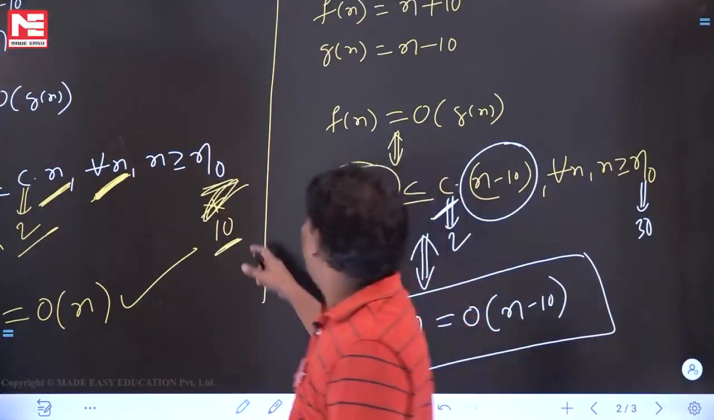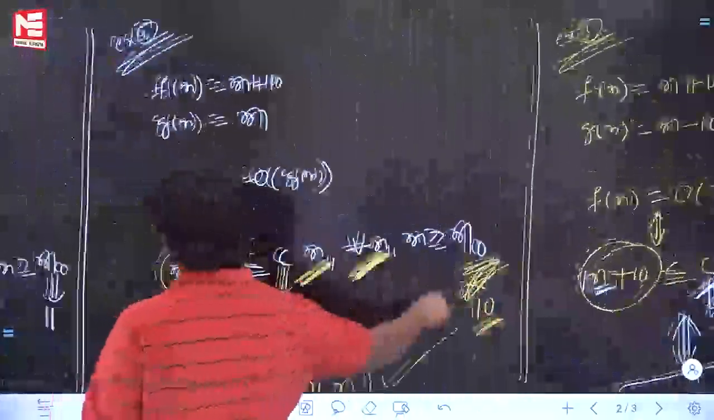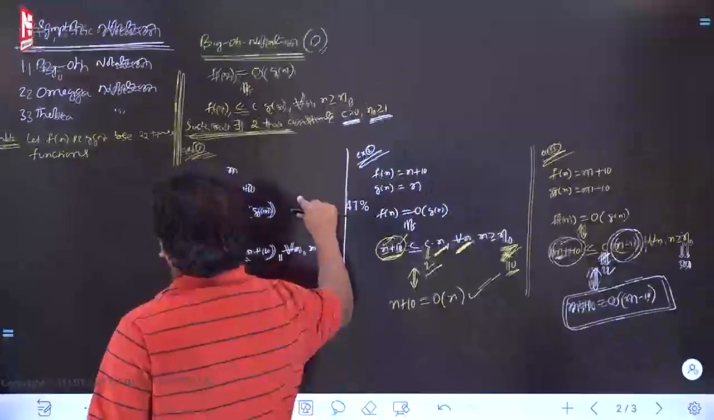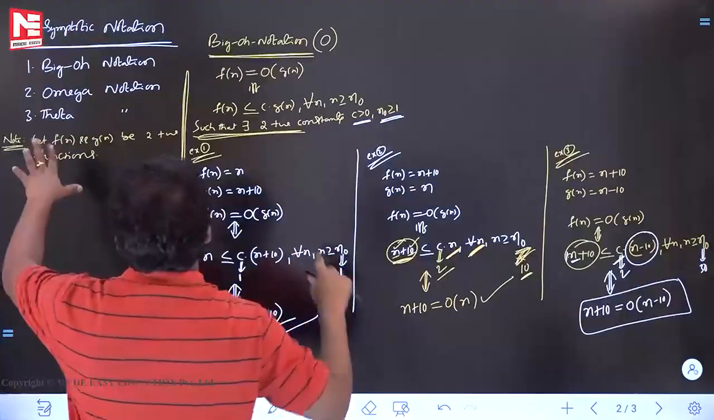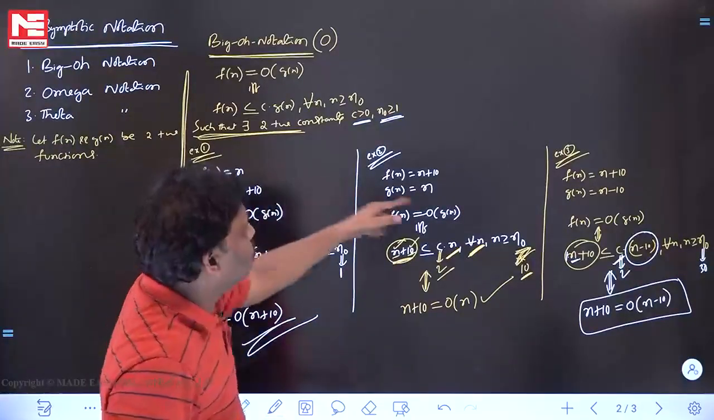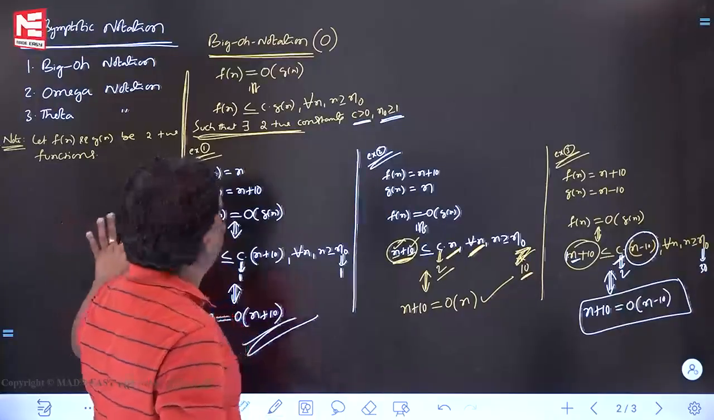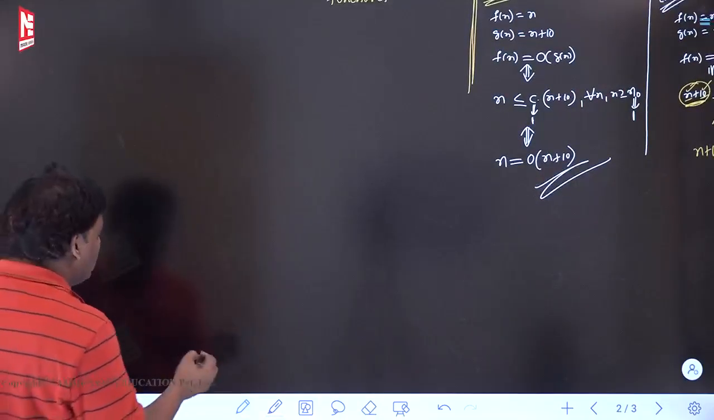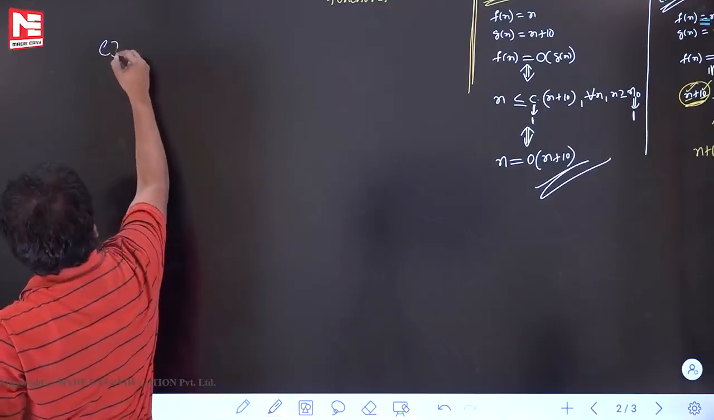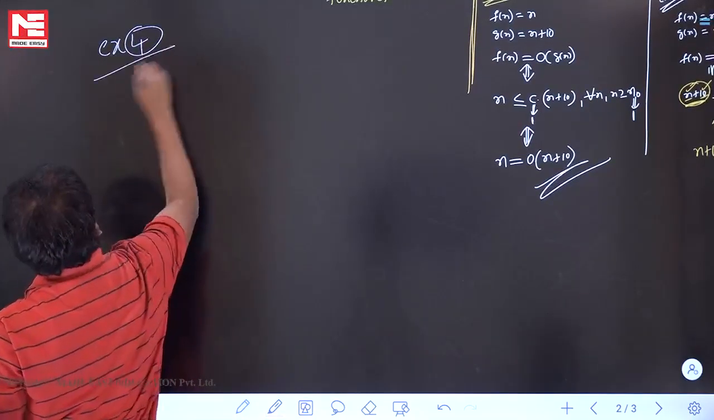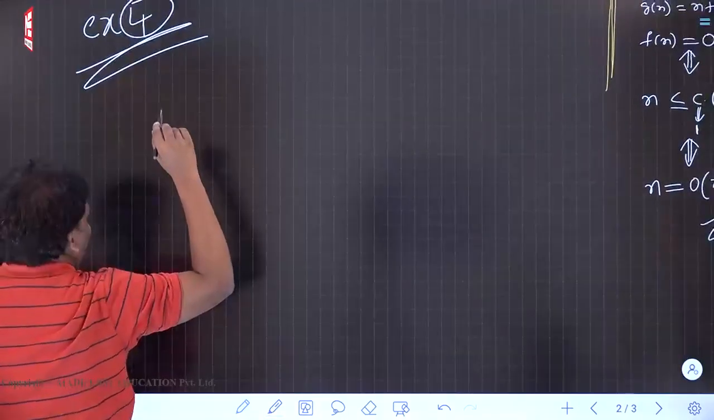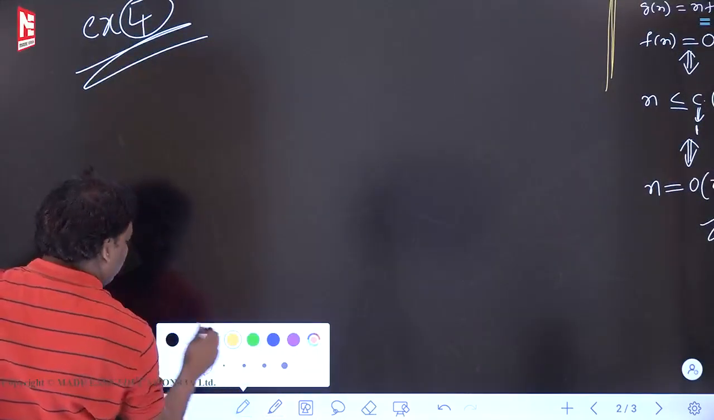Let's go to one more example for big O. So this is the big O, the total big O story. Asymptotic notation, big O notation, I think 3 examples I have given. Let's see one more interesting example. See example 4. Example 4 I am explaining, please see this.